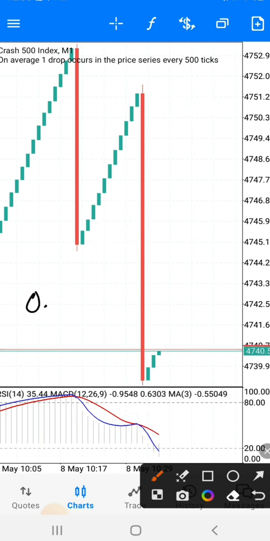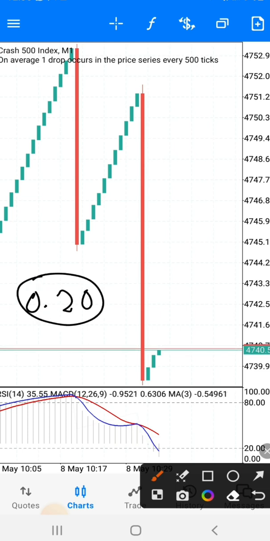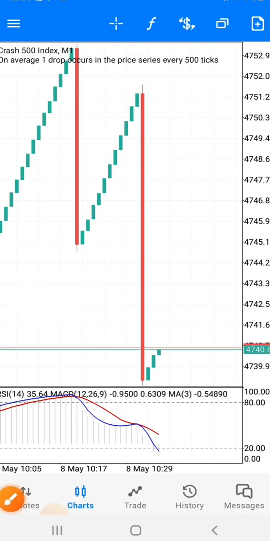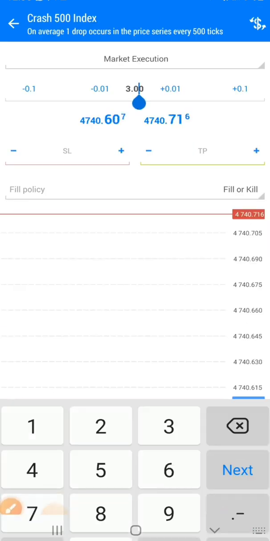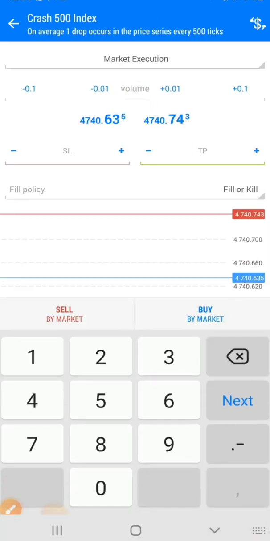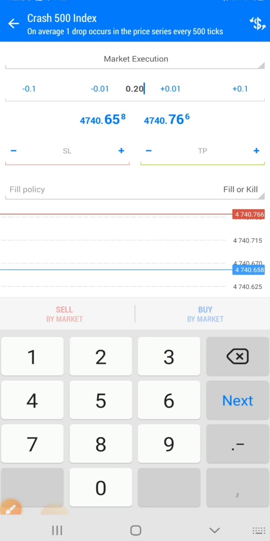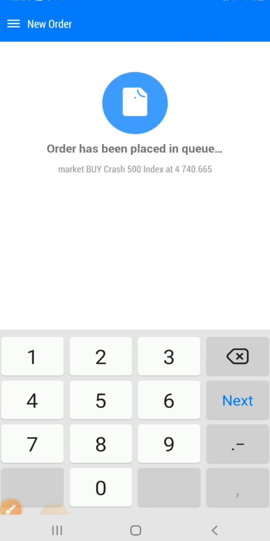If you think about it, if you trade this with the minimum lot size, which is 0.20, each of these two tick candles is going to be making a very small amount of money, right? So let's try it right now. Let's just place a trade here, and we are going to use the minimum lot size, which is 0.20, and we are going to buy.